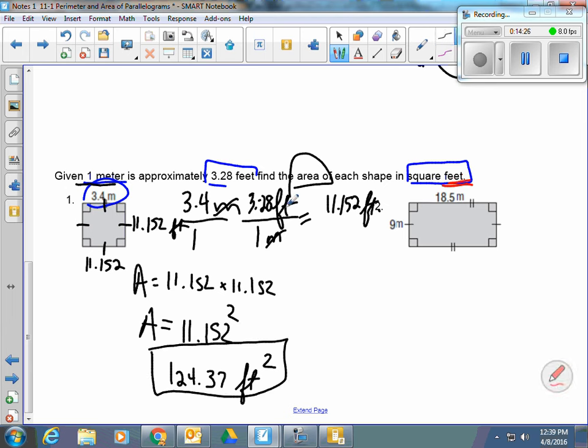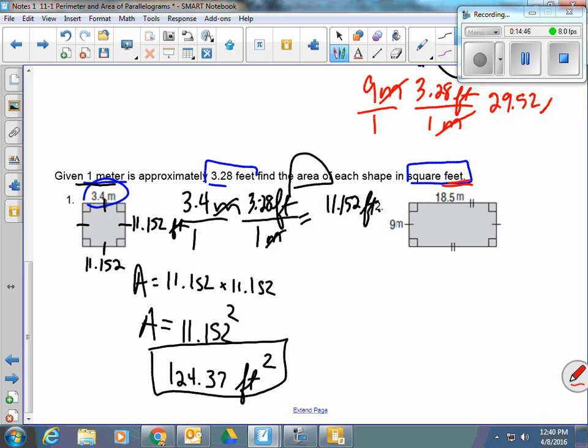Okay, then right over here, same thing, but now I'm going to have to convert both of them. So I have 9 meters, that's going to be over 1. It's going to be 3.28 feet over 1 meter. The meter letters cancel out. Here it's 9 times 3.28 would give me 29.52 feet. So this side right here, which is the same, this is just saying meters, is 29.52 feet.